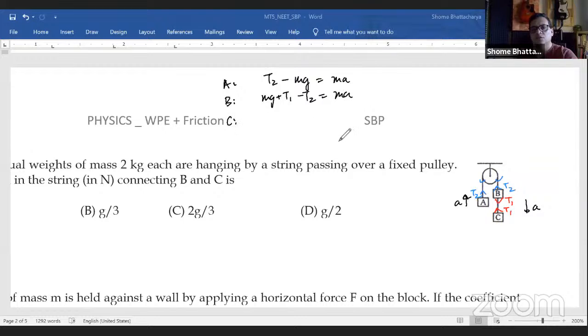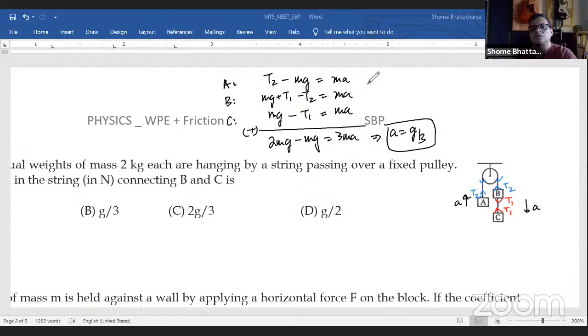And then finally for block C, we have the equation mg minus T1 is equal to ma. Now we can add all these equations. So we'll get 2mg minus mg, T1 and T2 will cancel out, is equal to 3ma on this side. So as you can see, we'll get the acceleration as g by 3.